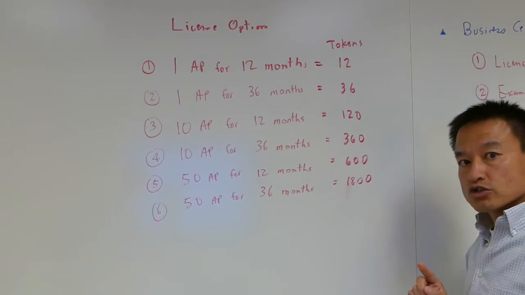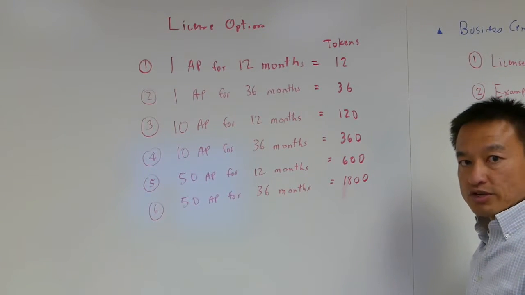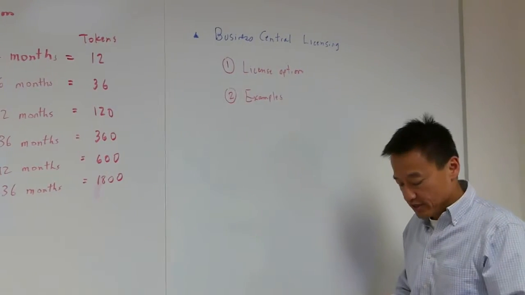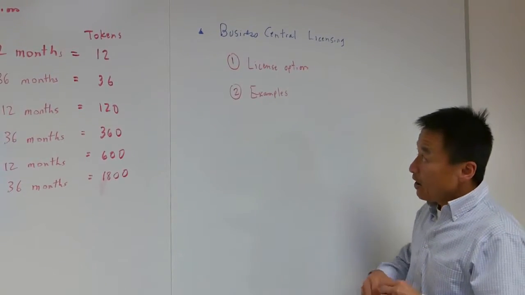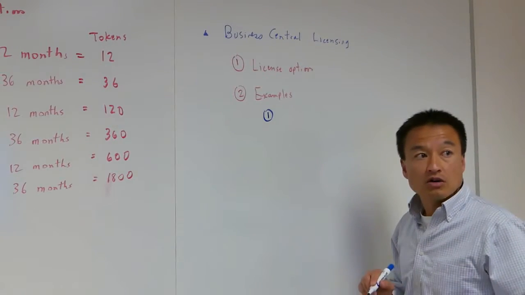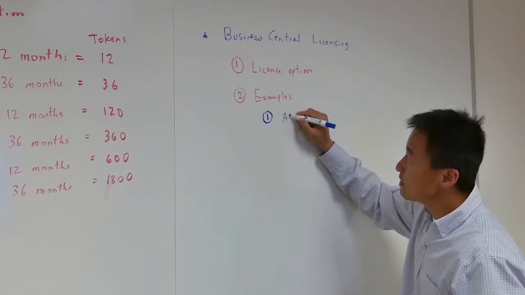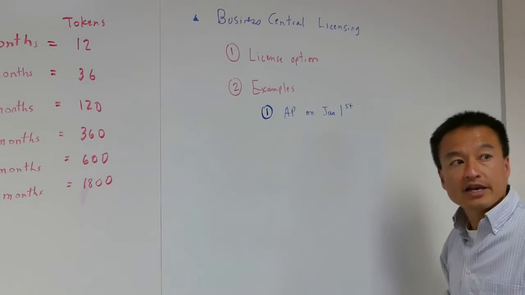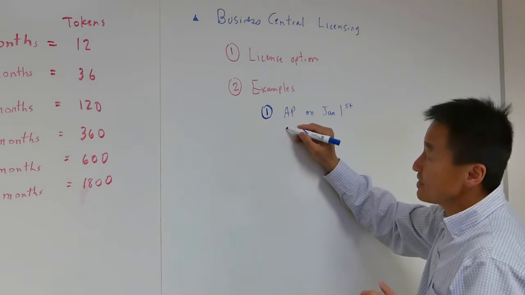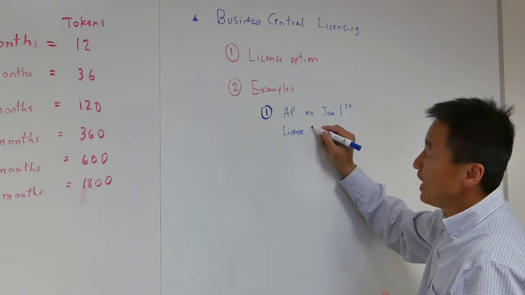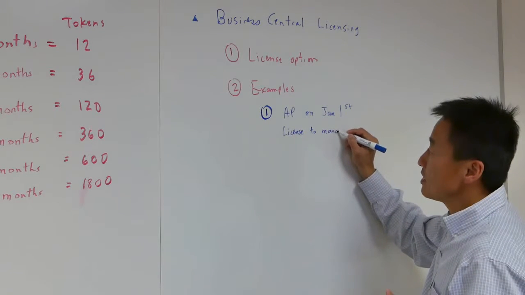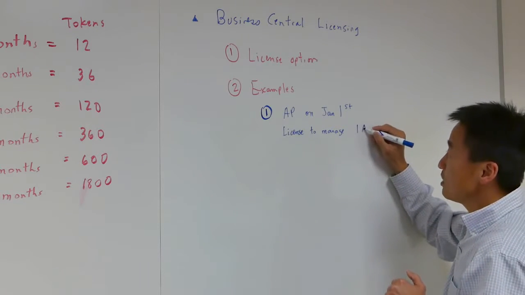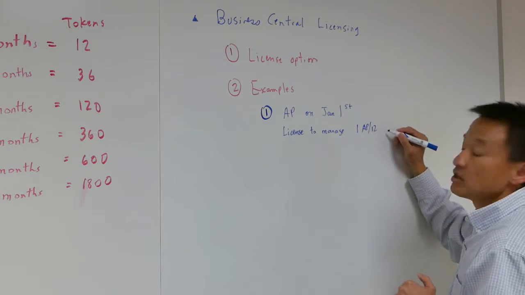But the best way to do it is through some examples. So the first example I'm going to give you to illustrate this is the customer bought 1 AP on January 1st, and then he also buys a license to manage this AP. So let's say we assume the 1 AP for 12 months SKU.